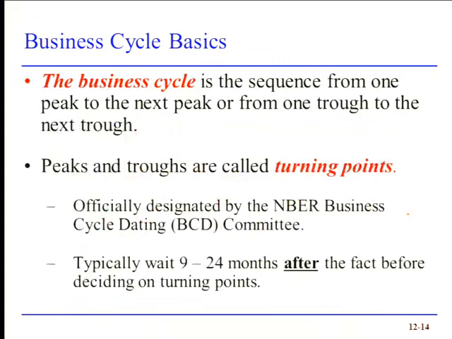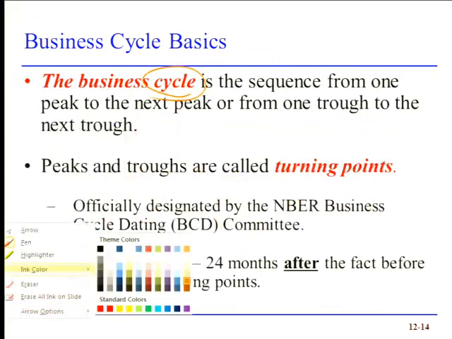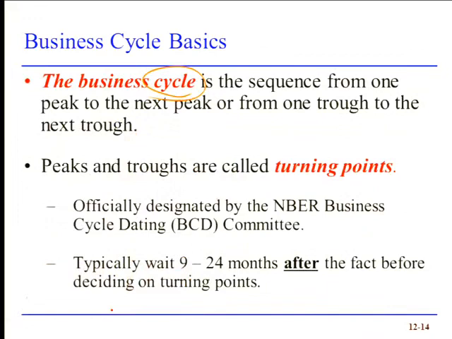Okay, so now a business cycle is simply the time period between one peak and the next, or between one trough and the next. So it would include a full economic expansion, trough to peak, and a full economic contraction, peak to trough. So the expansion and the contraction put together would give us our complete cycle. The peaks and troughs themselves are referred to as turning points. Duh, right? Nothing magical about that nomenclature.